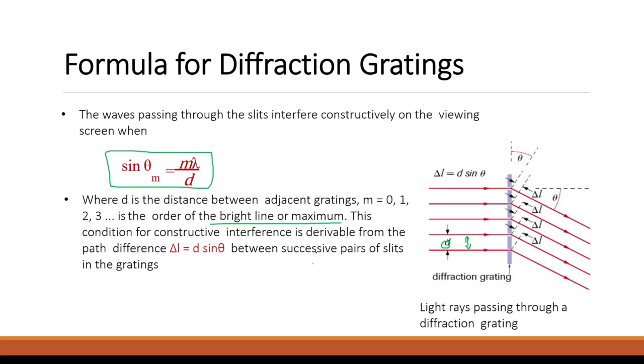This condition for constructive interference is derivable from the path difference, delta L equals d sine theta, between successive pairs of slits in the gratings. And so delta L from the diagram, you can see these segments are the difference in path, or difference in path length.